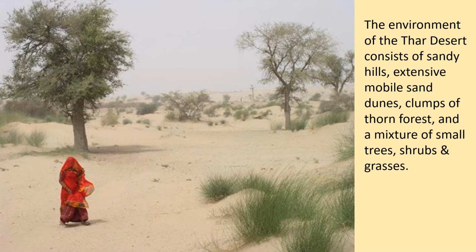The environment of the Thar Desert consists of sandy hills, extensive mobile sand dunes. Now that means that they are large sand dunes and they're mobile, meaning they move. The expression "constantly shifting sands" springs to mind. There are clumps of thorn forest. So these trees that you see here, they'll be the largest bits of vegetation in the area, and then there's some grasses and a few small shrubs, but it's not particularly lush, as you would expect, what with it being a very hot desert.